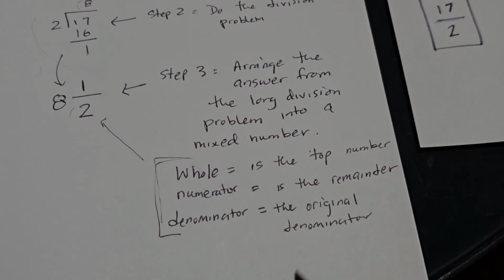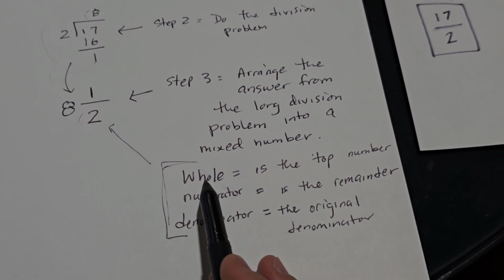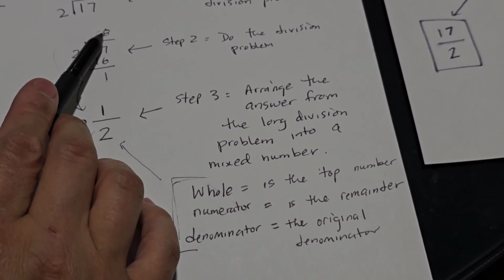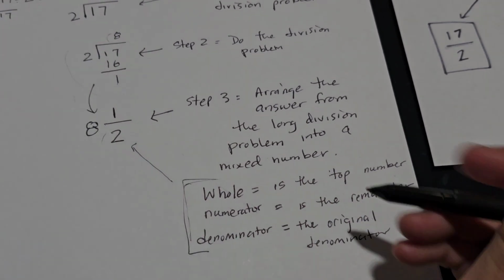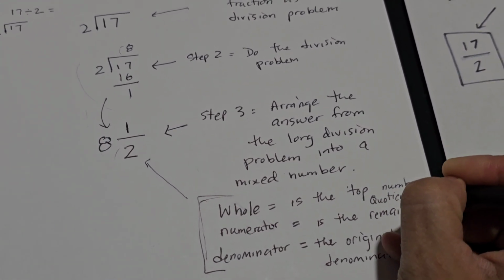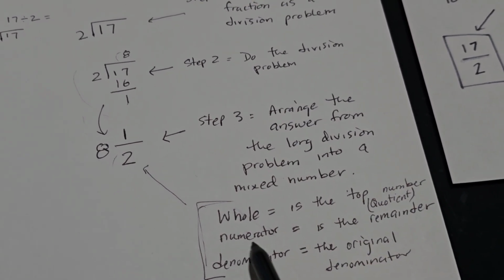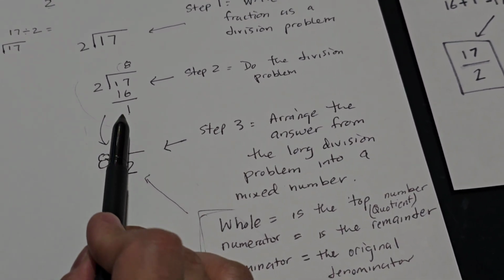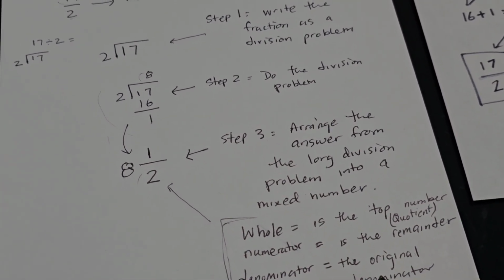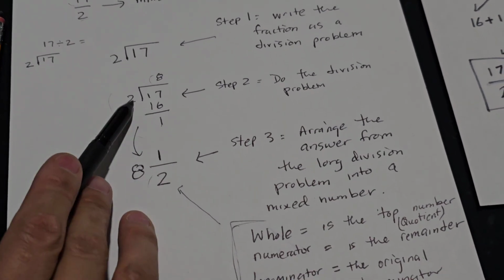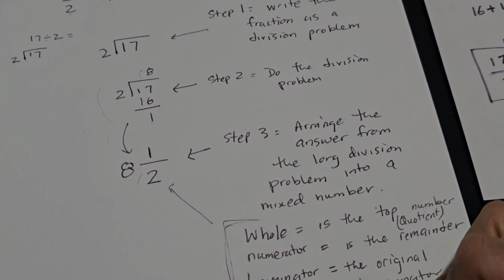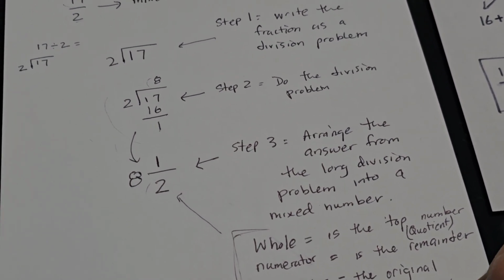So earlier I didn't use the proper words, but the whole number is the top number in the division problem. That is called the quotient. The top number is called the quotient. The numerator is the remainder. We know what the remainder is, which is the remaining part here. And then the original denominator up here, or this number right here, is the divisor. That's called the divisor.